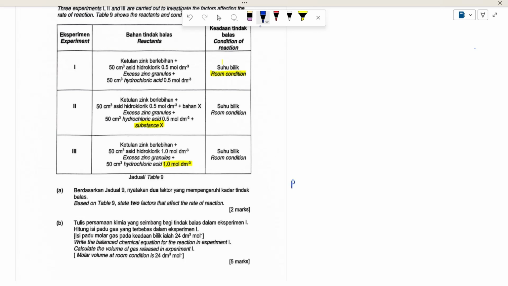So point number 1, we can say set 1 and set 2, the comparison here is because of the catalyst. Then another point, another factor here is the concentration, right? Concentration of hydrochloric acid. Okay, so two marks here.